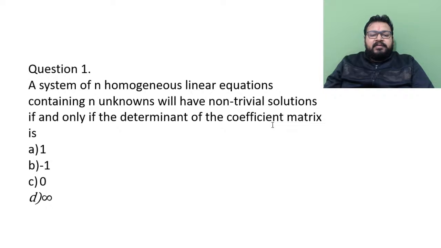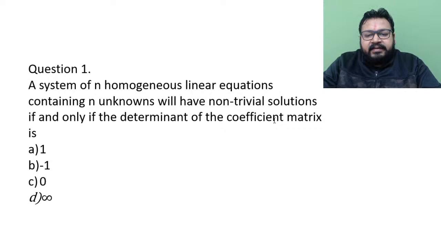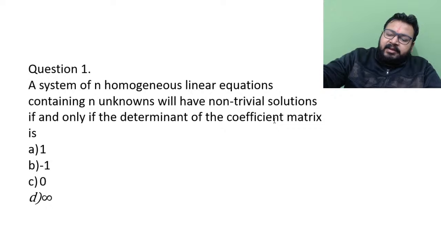So guys, let's start with the paper of GATE 2019, and this is question number 1. This question belongs to matrix. A system of n homogeneous linear equations containing n unknowns will have non-trivial solutions if and only if the determinant of the coefficient matrix is. So those who know the concept, for them the question is very simple, but for those who didn't know, yes, it may be difficult.